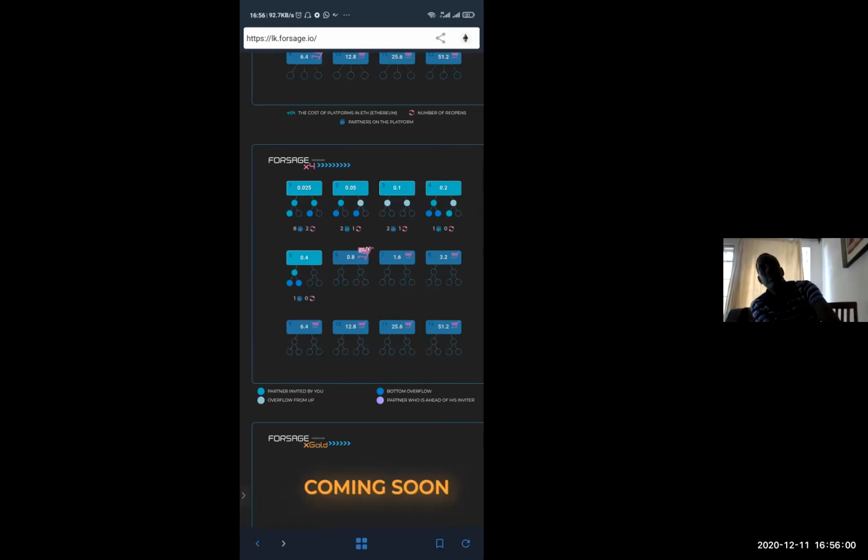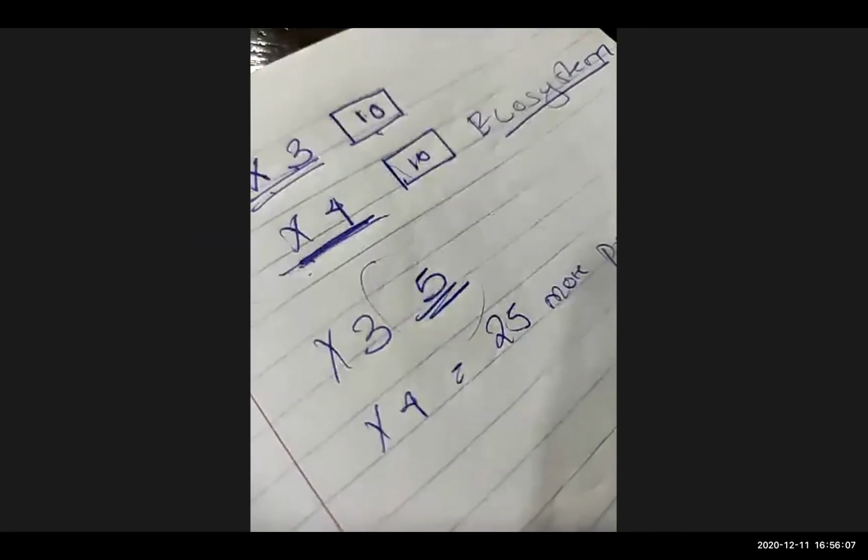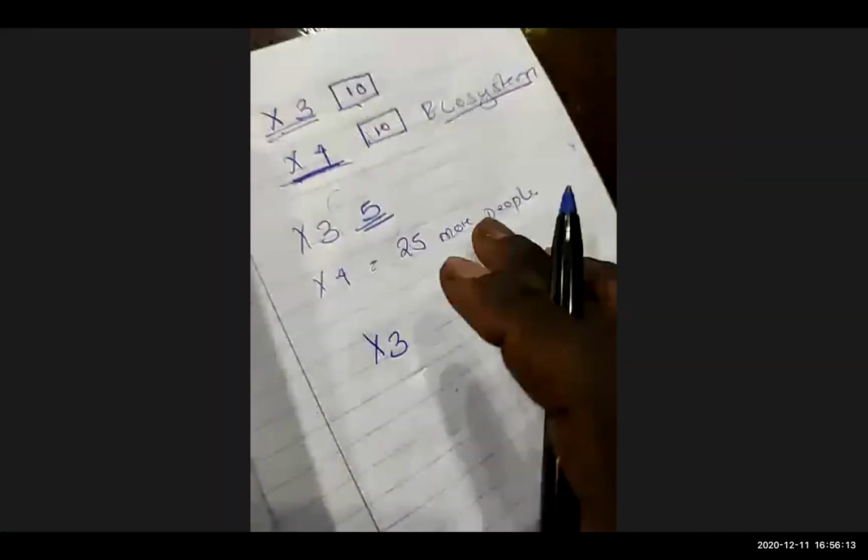Now, to just touch on the question that you had asked about the pass up. Now, this is what happens on X3. Let's start with the pass up on X3. We have it both on X3 and on X4. So on X3, this is what happens.